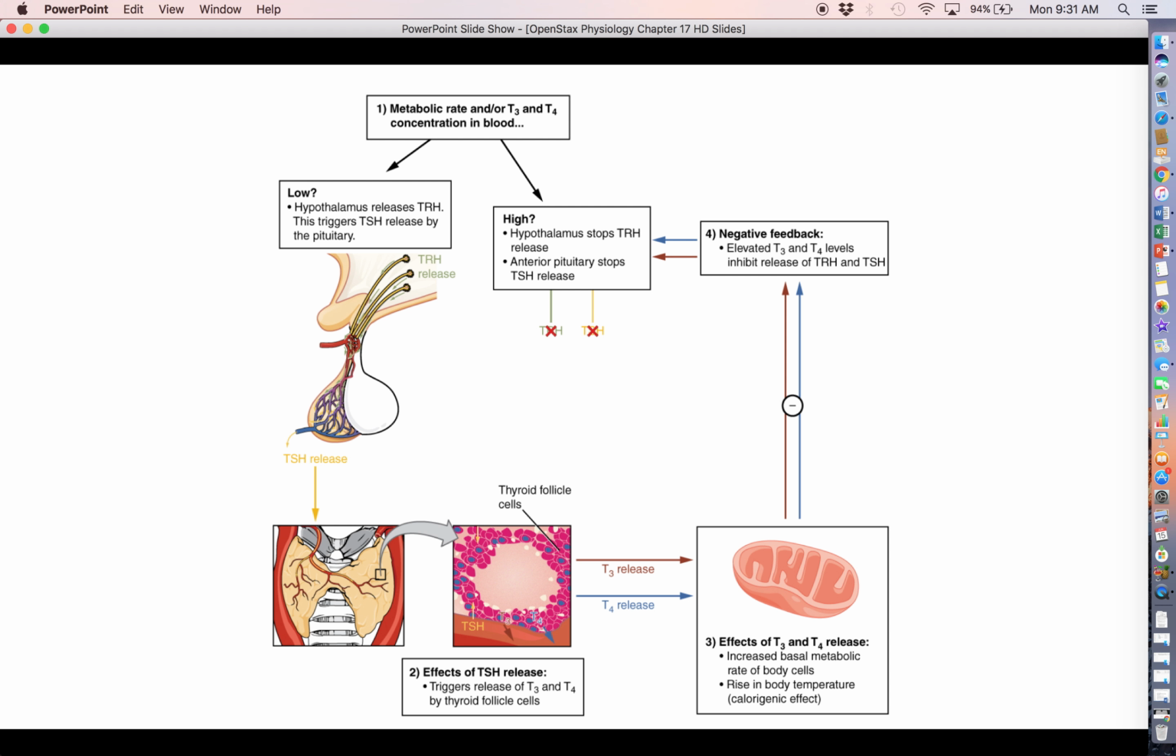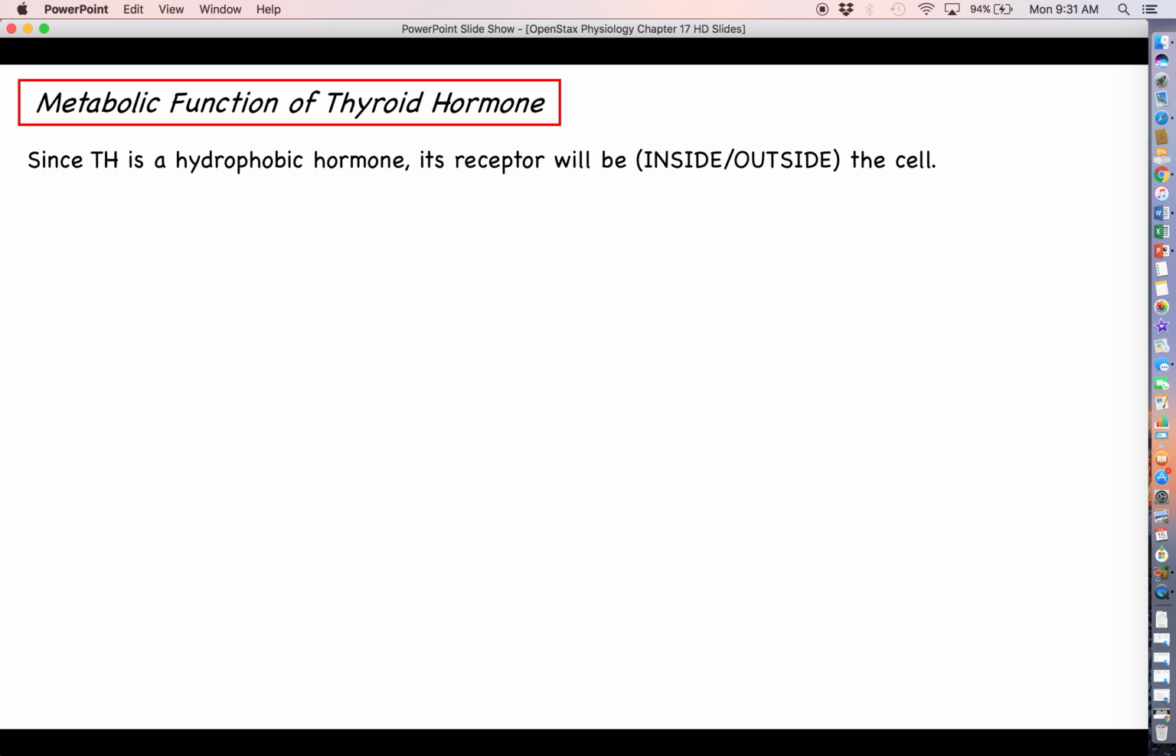As we're going to see when we talk about hypo and hyperthyroidism, you do not want your body making the mistake of making too much or too little of this hormone. We want it to be just right.